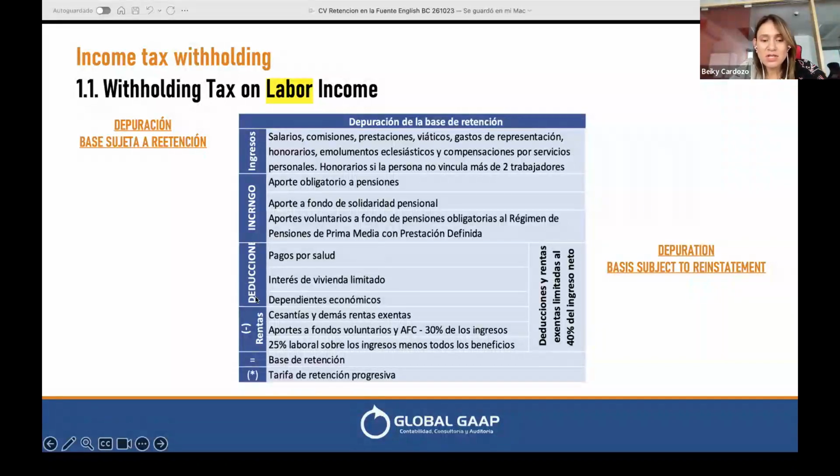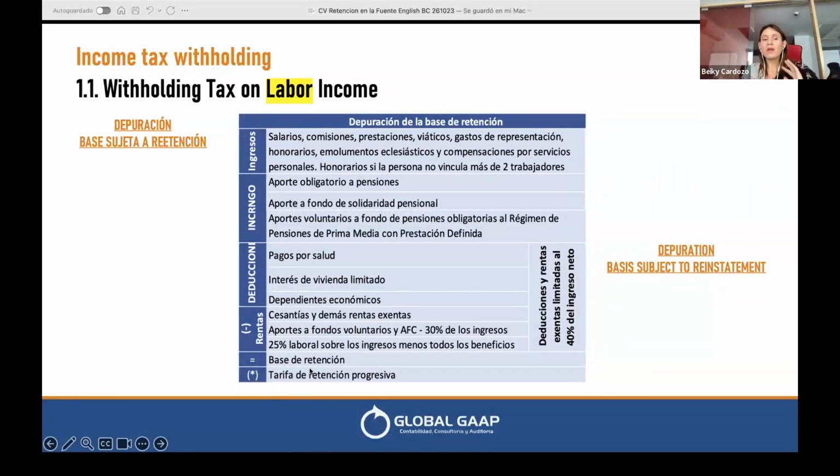Then you have the deductions. Then you have what are called exempt payments that you don't have to pay. They can be deducted in this amount from your income. And after that, let me just go back here. You have the amount on which you are going to calculate your withholding tax, and then you have your withholding tax.